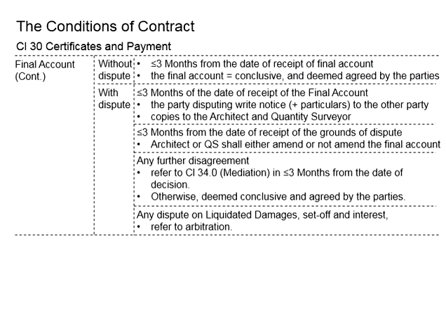With that, the employer shall proceed with the payment, and the contractor shall be entitled to the figures as stated in the final account. Now, in the case that there is a dispute, either by the contractor or by the employer, within 3 months of the date of the receipt of the final account, the party disputing will have to write a notice plus the relevant particulars to the other party raising a dispute.